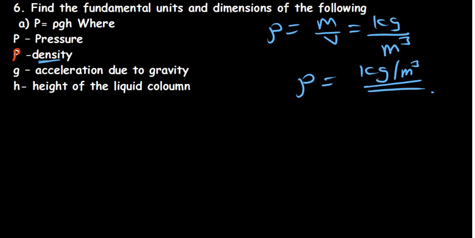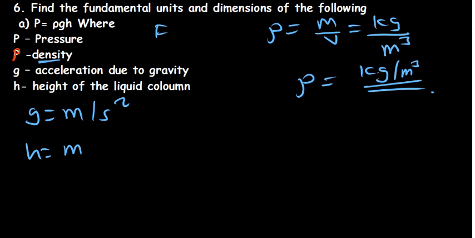Now we go to acceleration. Acceleration due to gravity we know already. It is just meters per second squared. Height is in meters. Now we can do the dimensional analysis. We see what we're going to have for pressure.